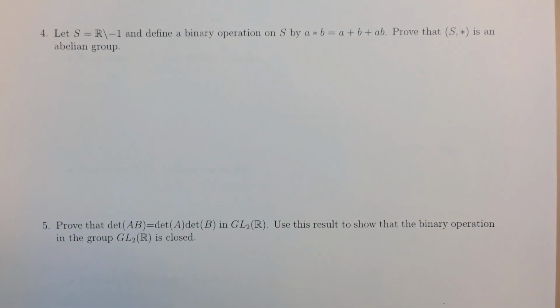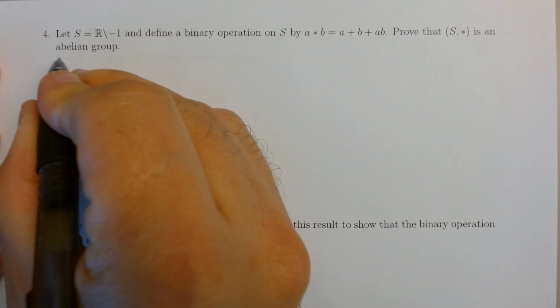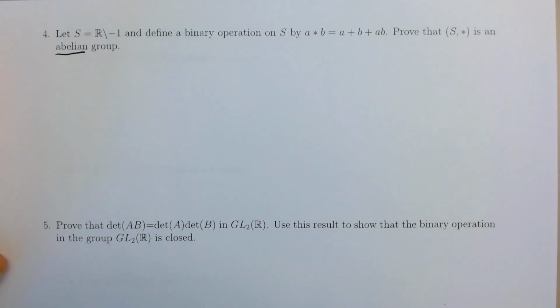Here's an example where we define a new operation on a set, and we want to decide whether or not this is what we call an abelian group. So abelian just means it's also commutative. So we'll have to prove 4 things. We have to show that it's associative, we have to show it has an identity, inverses, and also commutative. We have to show that it's abelian.